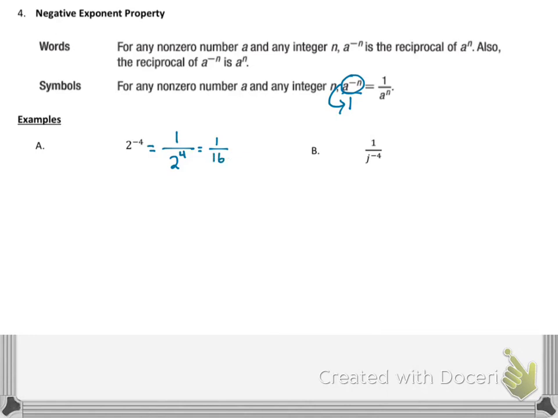Now for B, if I have 1 over j to the negative 4th, and the negative exponent is in the denominator, then it can become positive just by moving that whole thing to the numerator. So j to the positive 4th power, and that's it. Some of you might be asking, what happened to that 1? It's being multiplied by j to the 4th power, which is why you no longer need that 1.